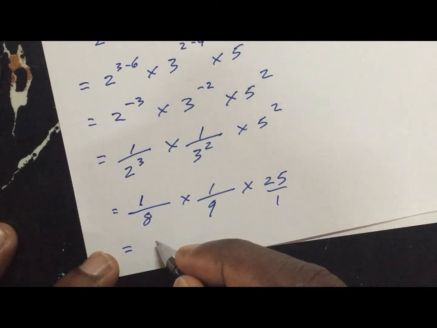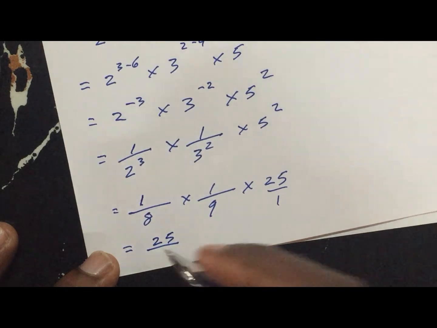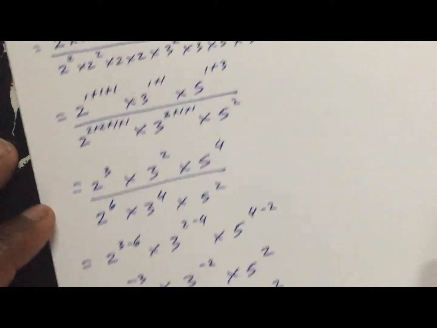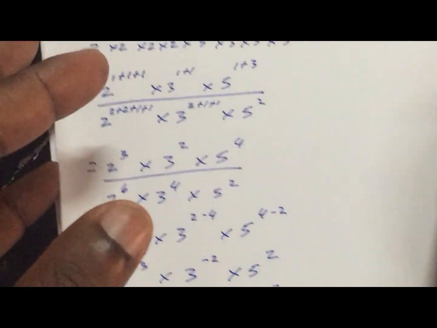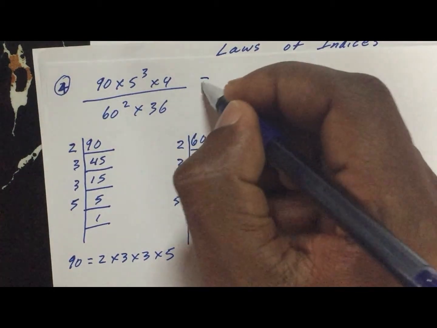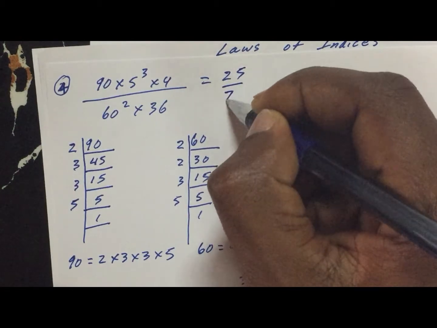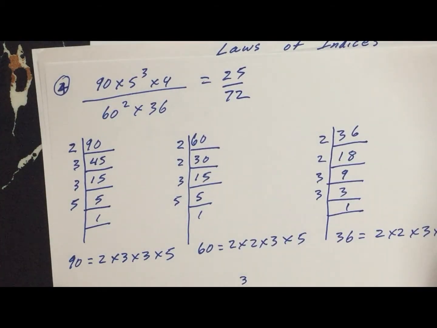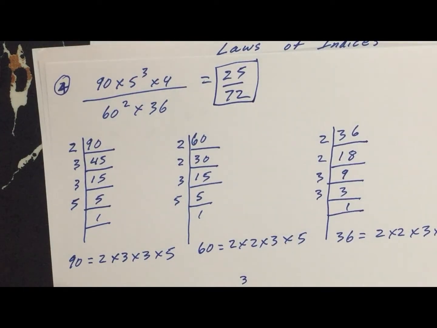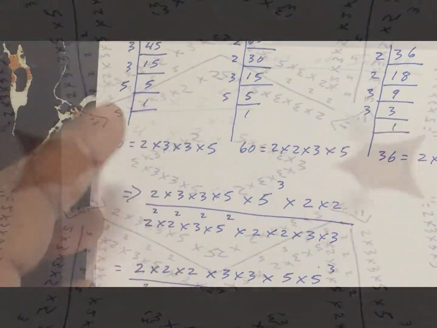So we have 25 upon 72, correct? So therefore this is equal to 25 upon 72. This is our answer. Moving on to the next one. Let's see what's in store for us.